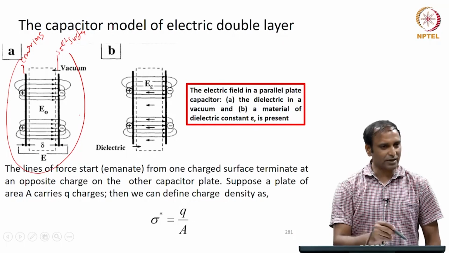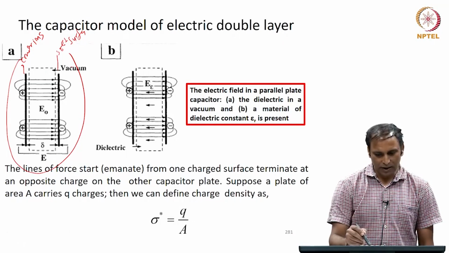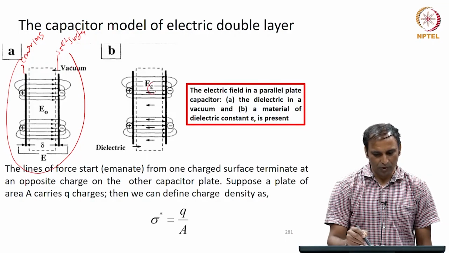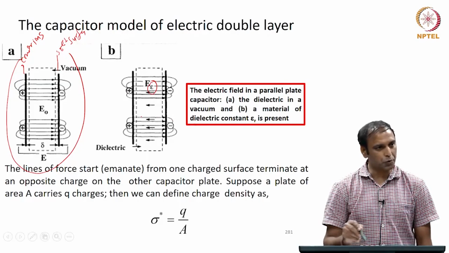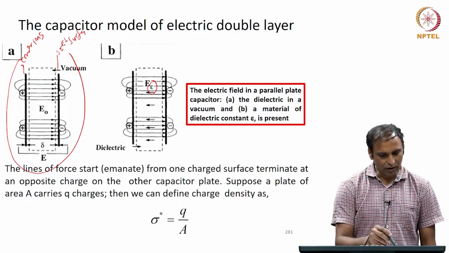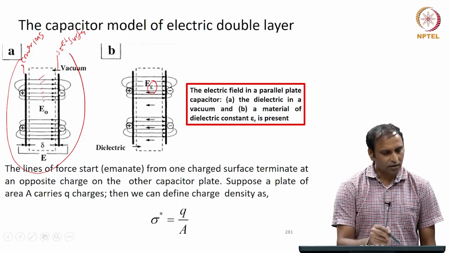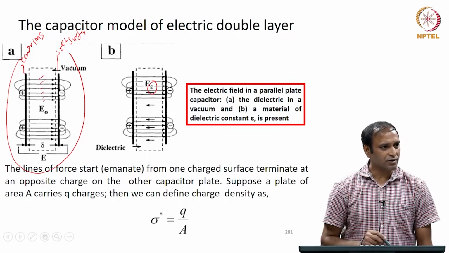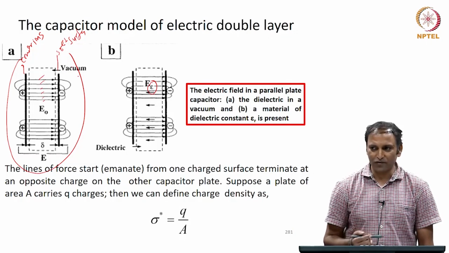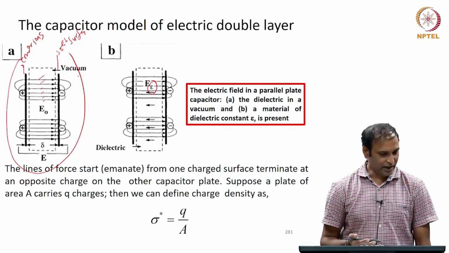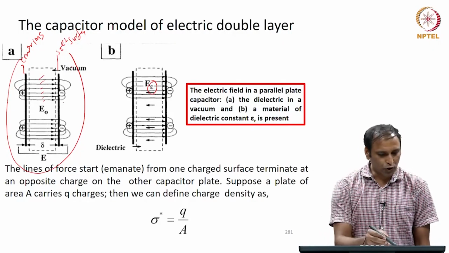That is a capacitor-like arrangement, and in this case the plates are in vacuum. In this case there is a medium of some dielectric constant epsilon between the two plates. So, all these lines that you are seeing are the lines of force, and depending upon the charge on each plate, the lines of force are going to be different. That means the spacing between these lines depends on the total charge.